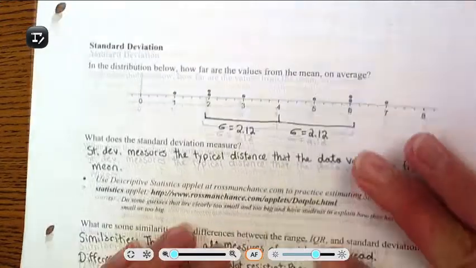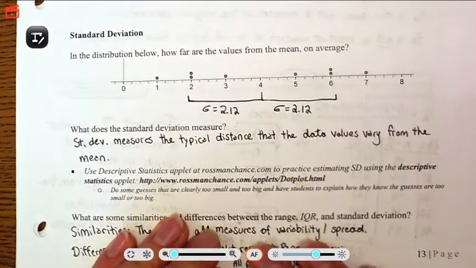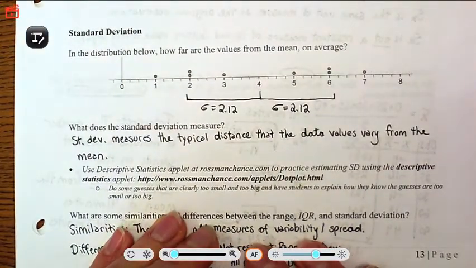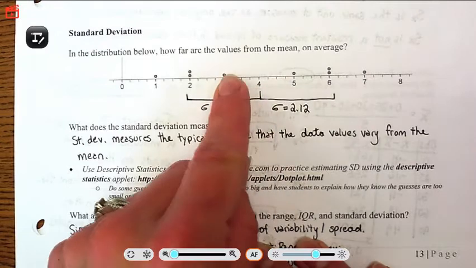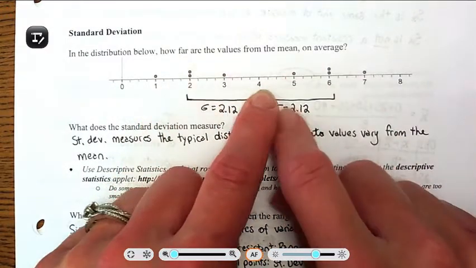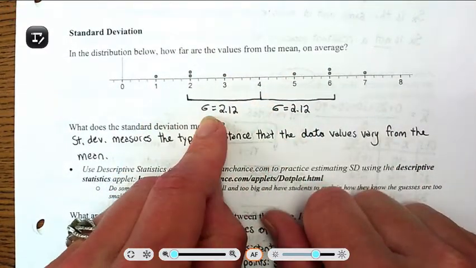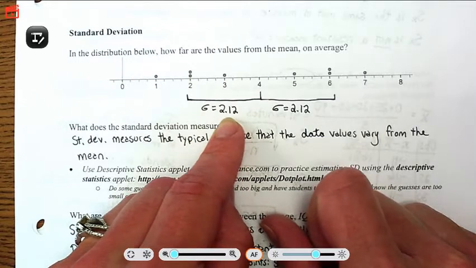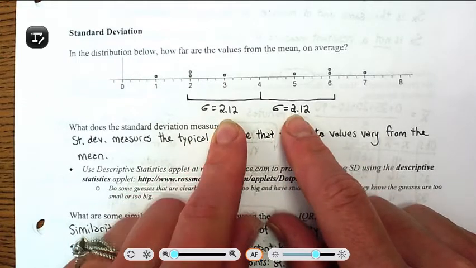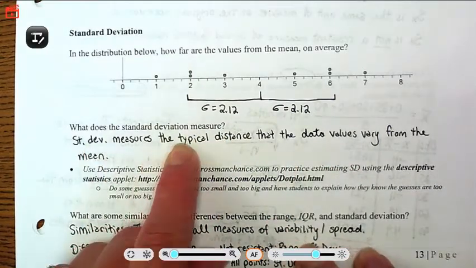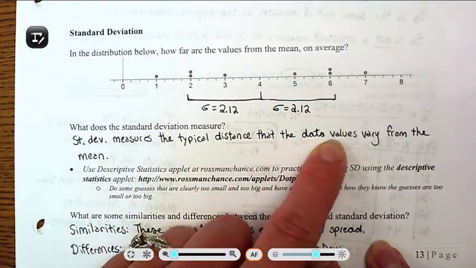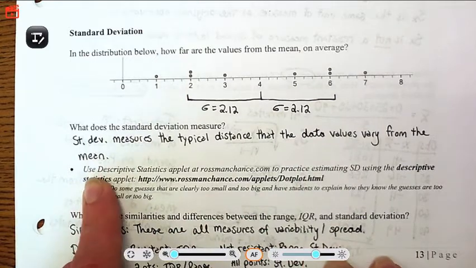Standard deviation. In the distribution below, how far are the values from the mean on average? So if I was to count up these values and say, well, I've got 3 on the left, 3 on the right, and my mean is right here in the middle, 4, then my standard deviation is actually 2.12. What does a standard deviation measure? Standard deviation measures the typical distance that the data's values vary from the mean.